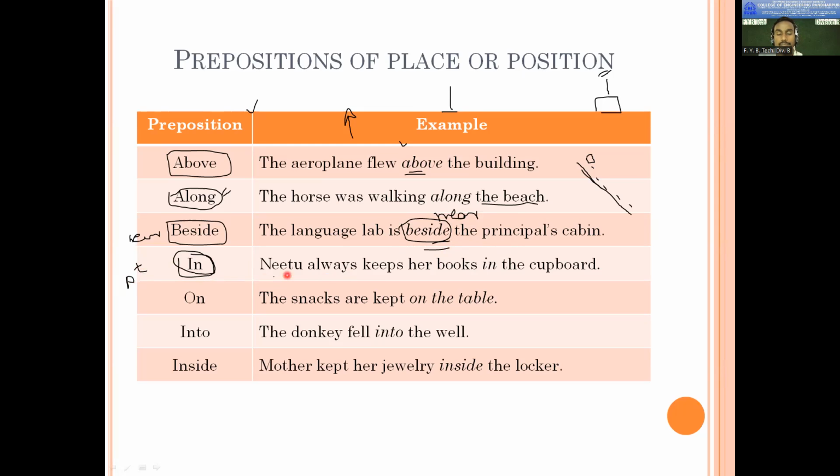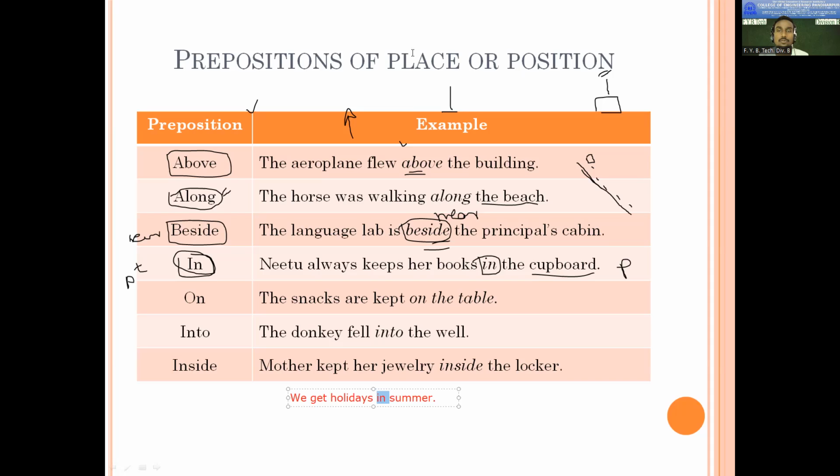Then here, in is a preposition which is used for time, also for place. Here you can see, Neetu always keeps her books in the cupboard. So here the preposition in is used and the cupboard shows the place. But we can also use it for time. Suppose we get holidays in summer. Okay, so here in summer, in indicates time, and there in indicates place. So they can be used for different reasons.